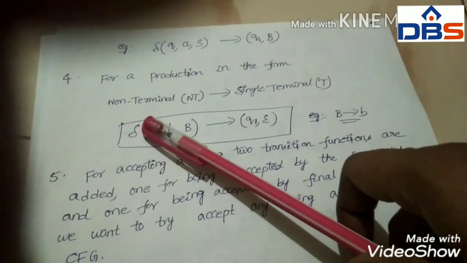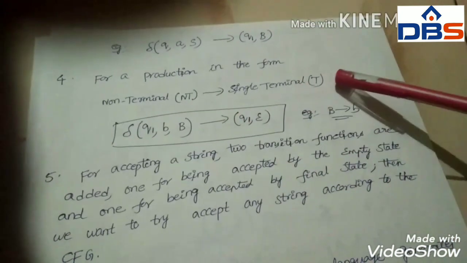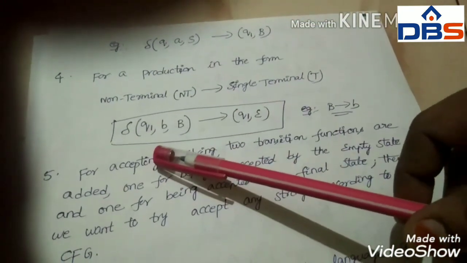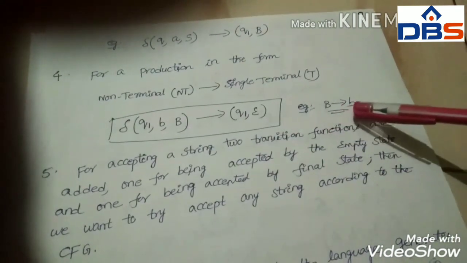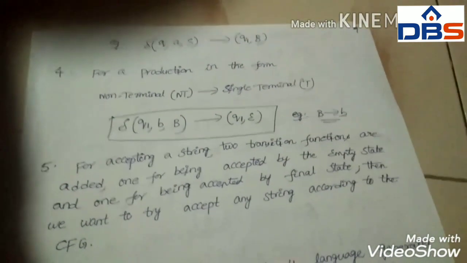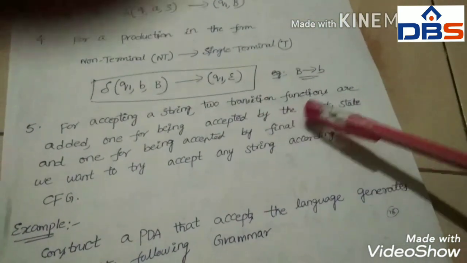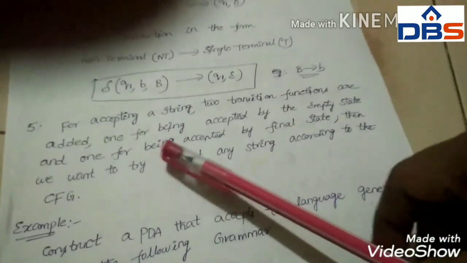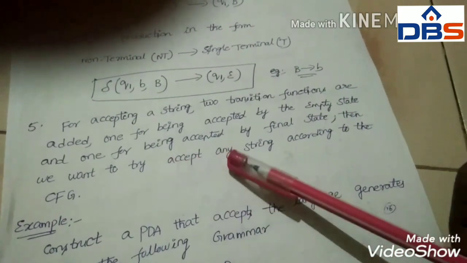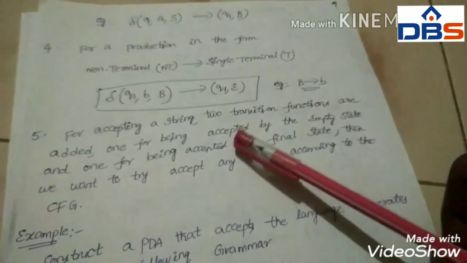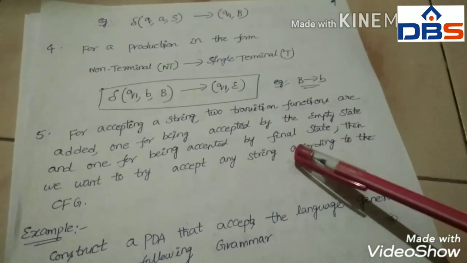Next, the fourth step. For a production in the form non-terminal tends to single terminal, delta of q1, b tends to q1, epsilon, for example B tends to small b, like this. Next, the fifth step. For accepting a string, two transition functions are added: one accepting by empty stack and one accepting by final state. They have two transition functions, one for empty stack, one for final state.